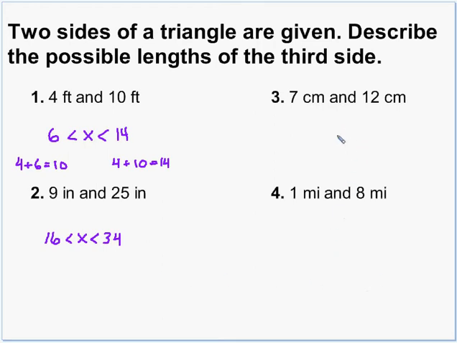Example 3, our third side has to be in between. We'll subtract those to get 5. We add the two given lengths, 19. And last, example 4, our third side has to be greater than 7, but less than 9.